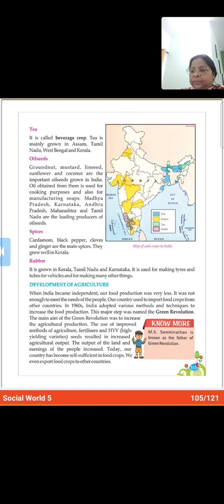And next comes rubber. Okay, rubber. See in your book. It is grown in Kerala, Tamil Nadu and Karnataka. It is used for making tires and tubes for vehicles and for making many other things. You know rubber. Rubber is used for making many things, and it is grown in Kerala, Tamil Nadu, Karnataka.